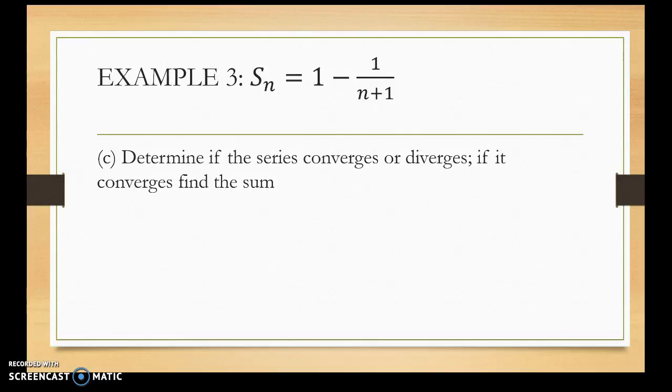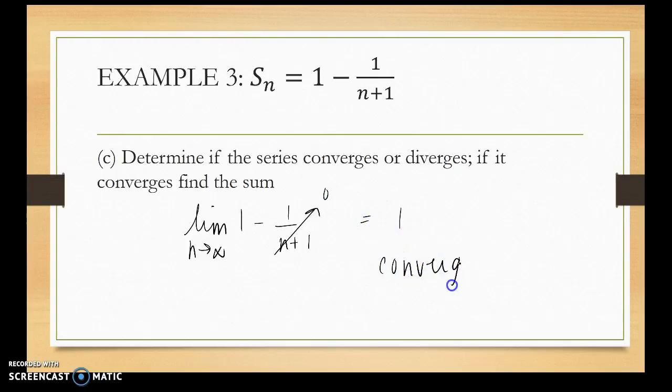All right, so if that's the nth partial sum, determine if the series converges or diverges. If it converges, find the sum. So the limit as n approaches infinity. Okay, that limit approaches 0. The limit exists, so it converges, and the value of the limit is the sum of the infinite series.